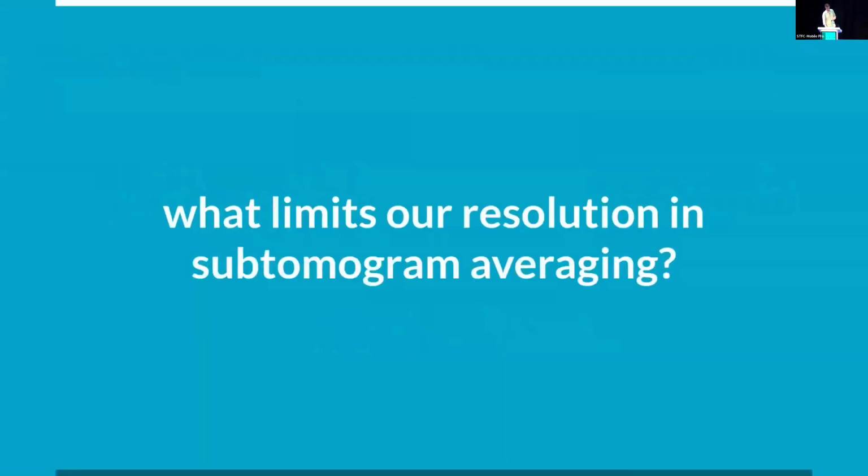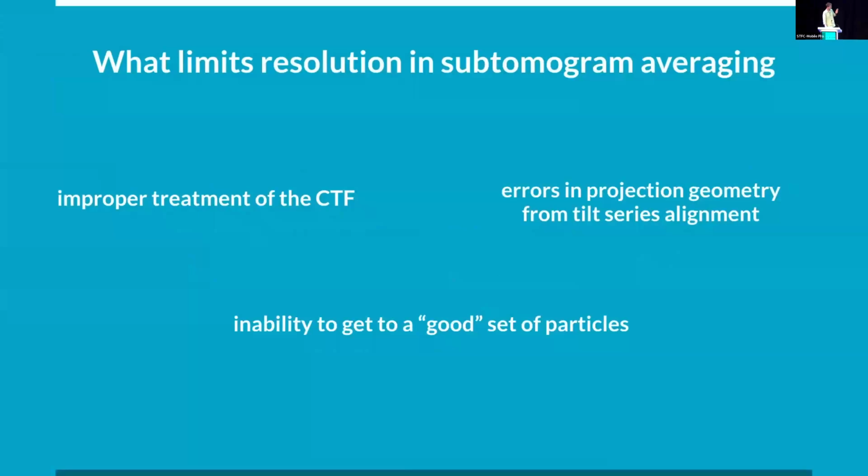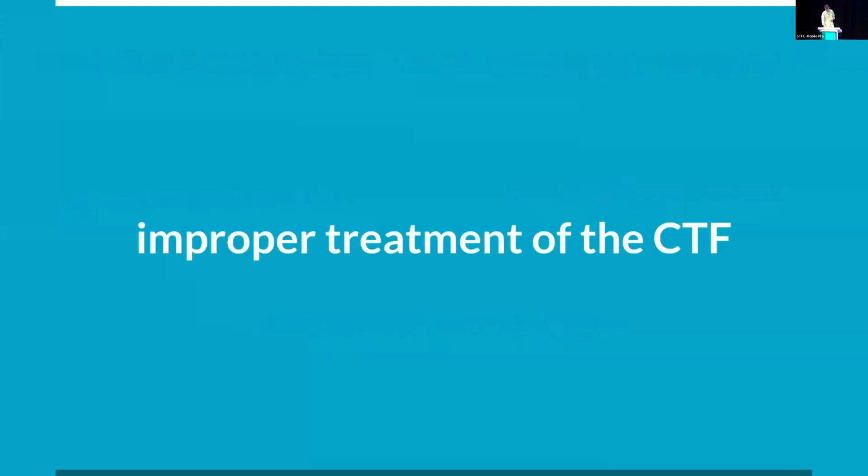Okay, what limits our resolution in subtomogram averaging? Three main things from my perspective. Historically, less so now, improper treatment of the CTF. Errors in your projection geometry, so your tilt series alignment's not very good, and so your particles don't look great. And just not being able to get a good set of particles to rely on for your averaging. These are the big three.